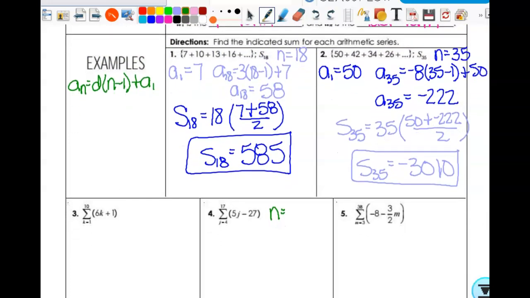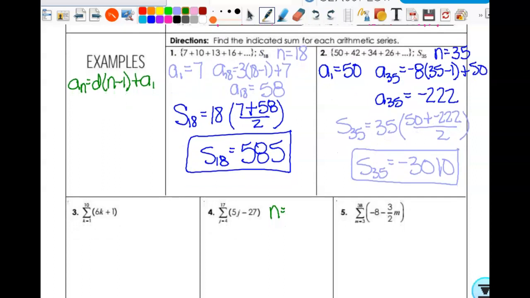You can't just take 17 minus 4, because think about this. If we did that here, we want the sum of the first 18 terms. We're going from 1 to 18. If I just do 18 minus 1, that gives me 17. It's not 17 terms. Does that make sense to you?